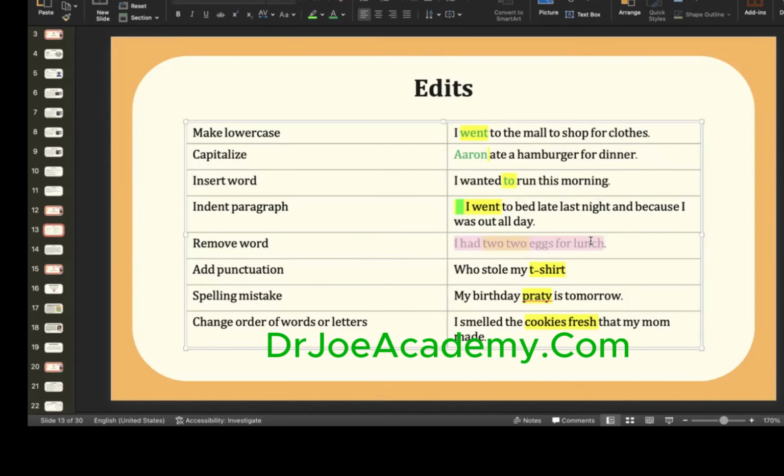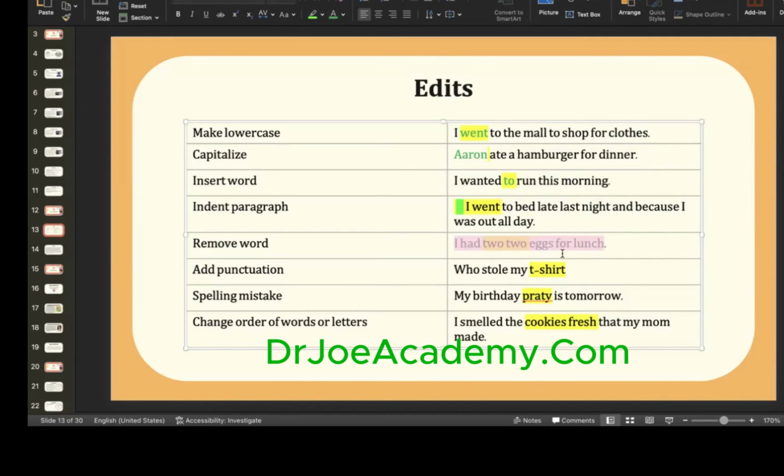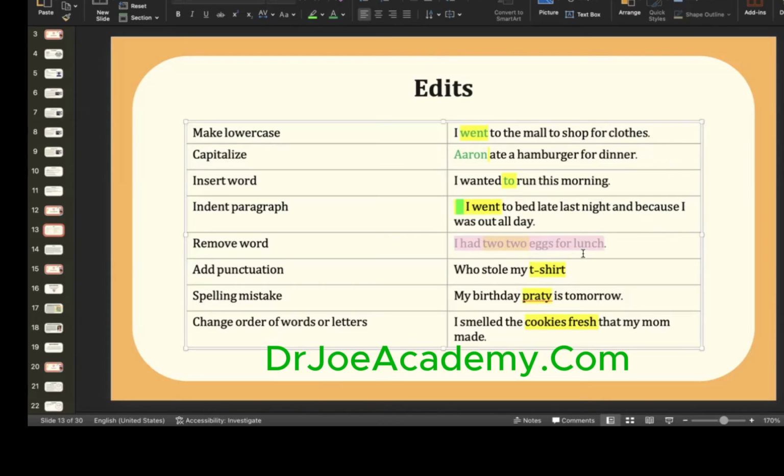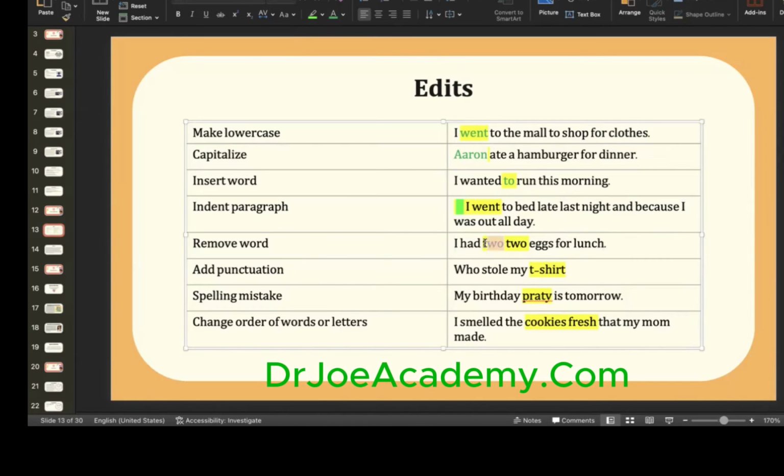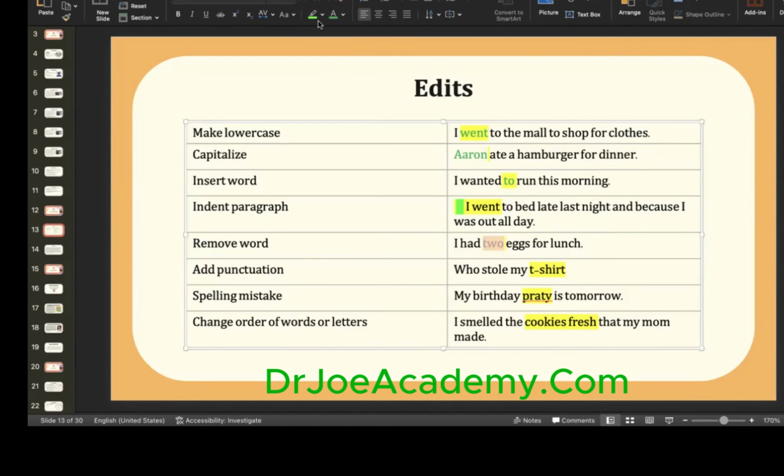So the next sentence says, I had two eggs for lunch. Hannah, what's the mistake in this sentence? It have two. Right. I had two eggs for lunch. Good. So this shows repeating words. So we have to remove this word. Good job, Hannah. Nice job. So that is our mistake. Nice. Now we've corrected it.